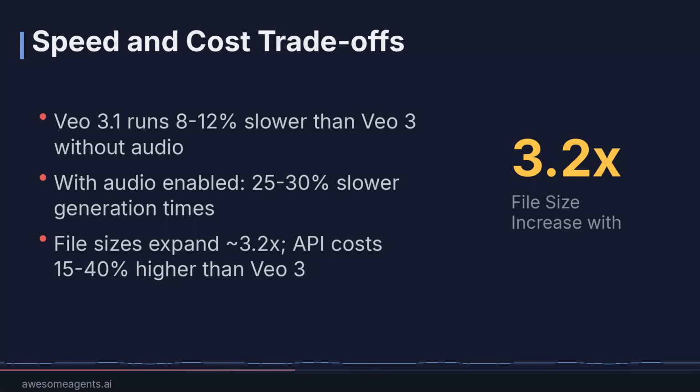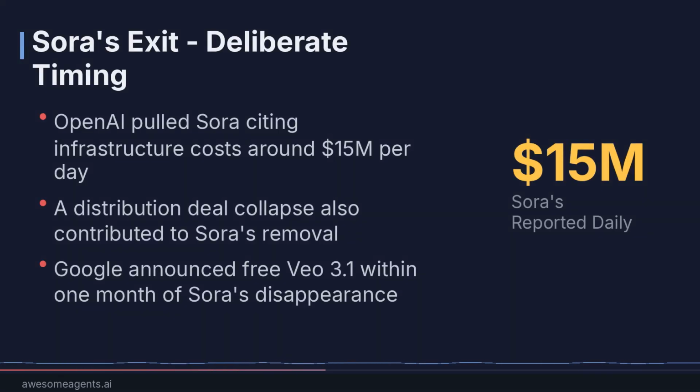Veo 3.1 runs 8 to 12% slower than Veo 3 without audio. With audio enabled, you're looking at 25 to 30% slower. File sizes expand about 3.2 times. So you're paying in compute, even if you're not paying in dollars. Right, and API costs are 15 to 40% higher than Veo 3, depending on how much audio you're producing.